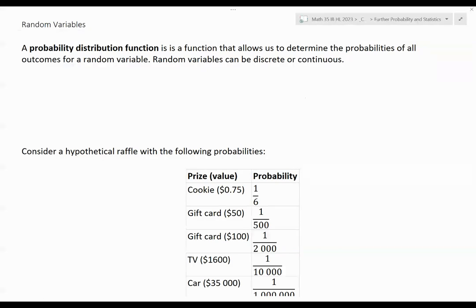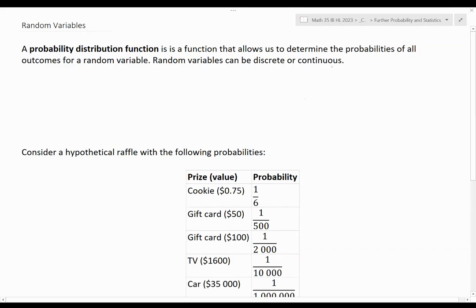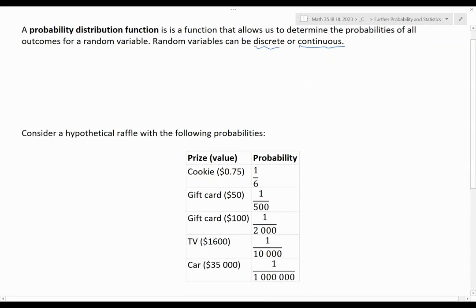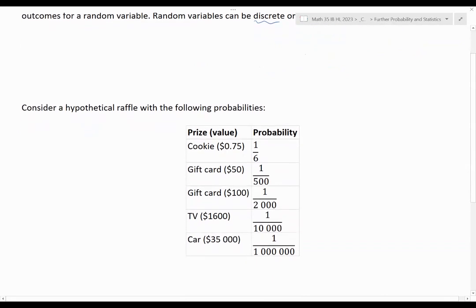So some of the probability distributions that you may have encountered up to this point would be a normal distribution, which is an example of a continuous distribution, or a binomial probability distribution, which would be an example of a discrete probability distribution. So we're going to consider for today a hypothetical raffle that has the following probabilities.